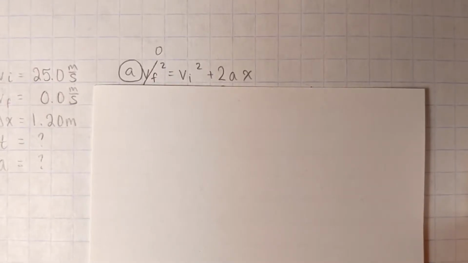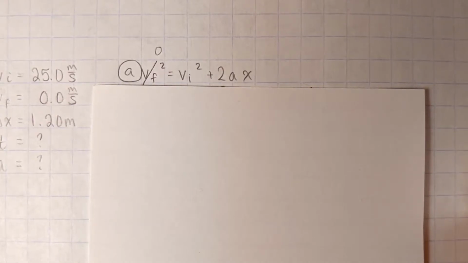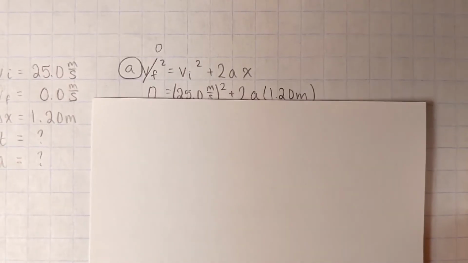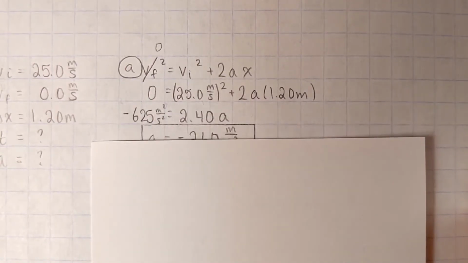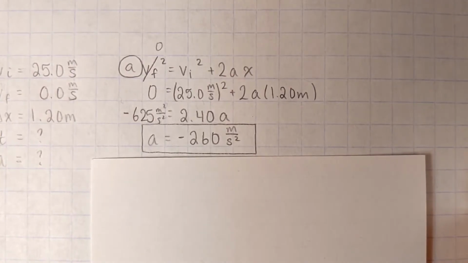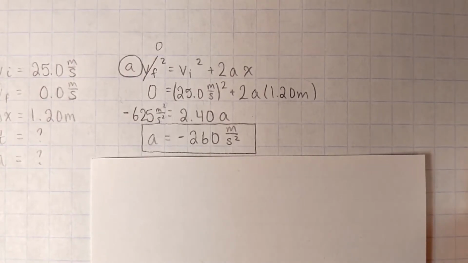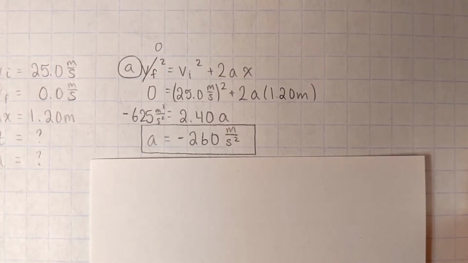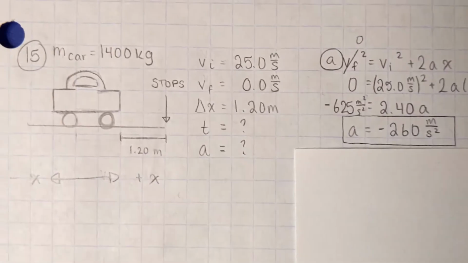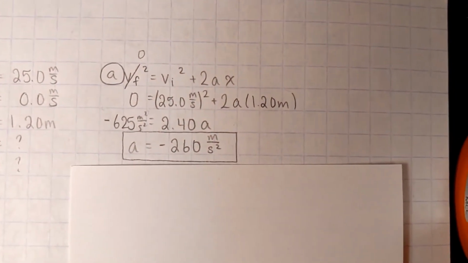For part A, we want to find the time. So first we have to find the acceleration. And to do that, we have to use kinematics. So when you plug in the values, you get negative 260 meters per second squared. Remember that final velocity is 0 meters per second because our car is eventually going to stop. So that's why we plug in 0.